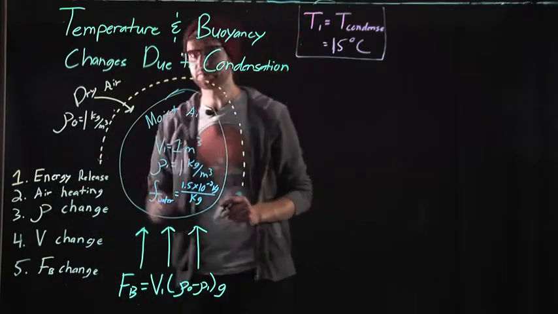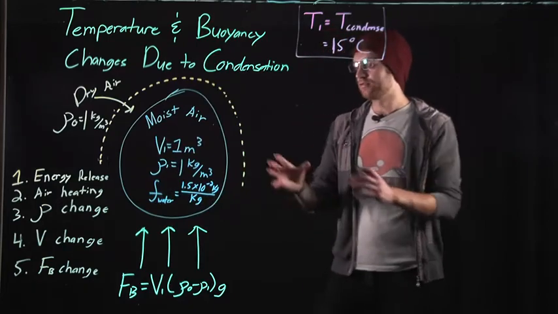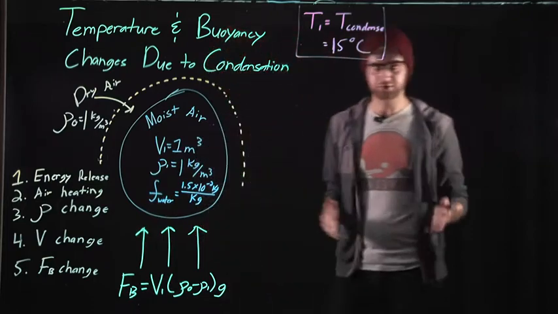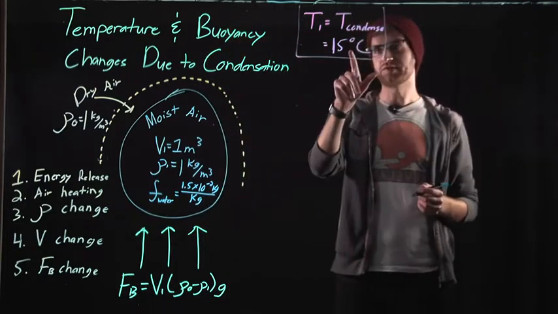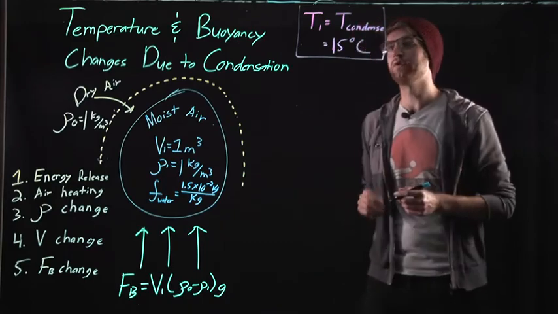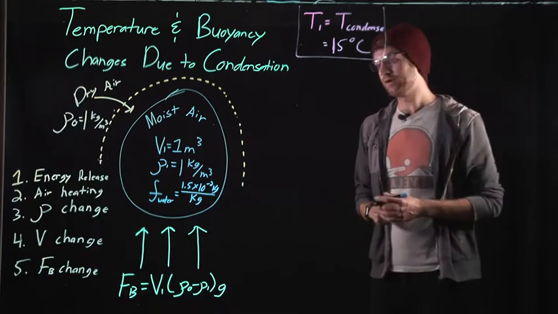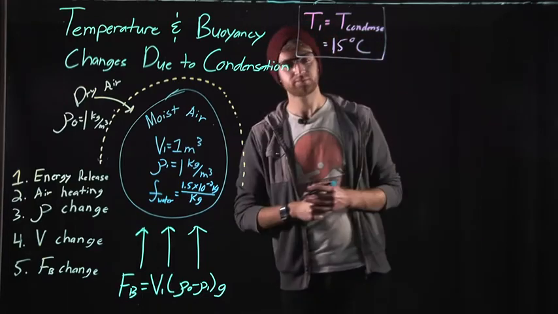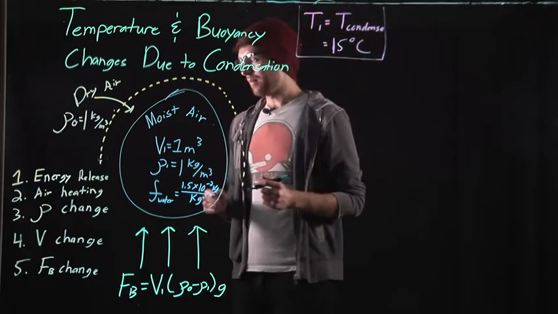So our first task is to calculate, as this moist air condenses and rains out its water, how much energy is released by the rain. We're going to say that this happens at T1 equals 15 degrees Celsius. That's the condensation temperature of the rain in this moist parcel of air. So we're interested in determining how much energy is released by the rain.